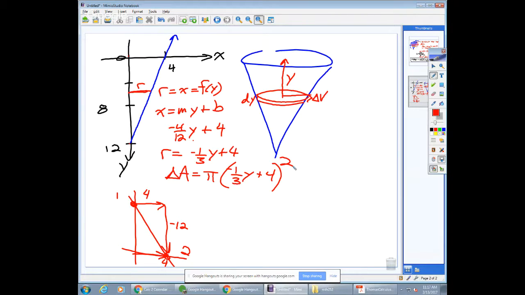So getting to my delta volume here, the volume is going to be the cross-sectional area of that circle, which we have right there, times its thickness. Okay, so that gives me something that's two-dimensional times something that's one-dimensional, which gives me a three-dimensional volume. So it's going to be pi times negative 1/3 y plus 4, squared, dy.